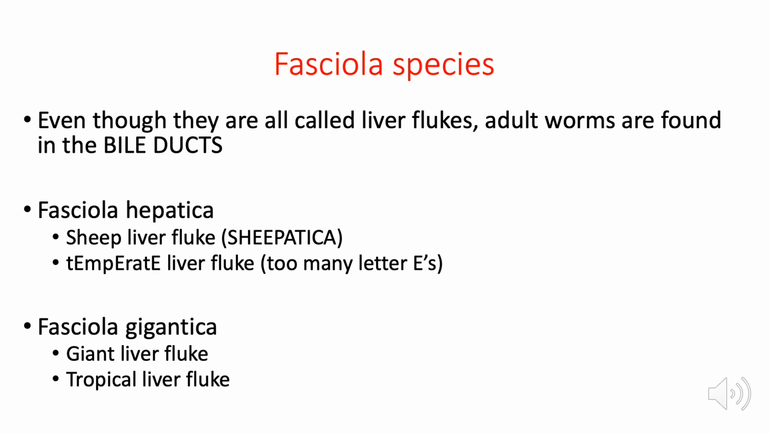And since there are three letter E's in the word temperate, you can also memorize it easily. Fasciola gigantica, since it's bigger than Fasciola hepatica, is also known as the giant liver fluke. It is also known as the tropical liver fluke.